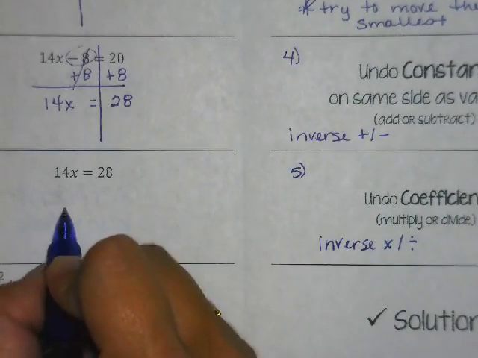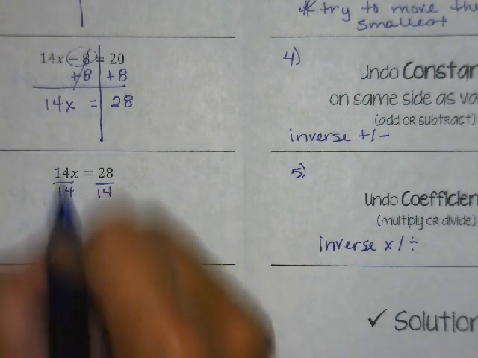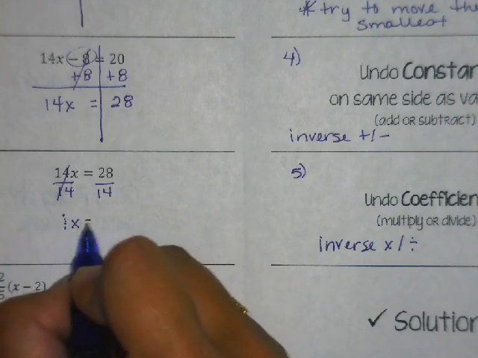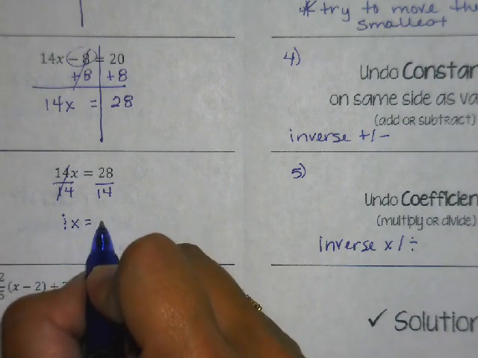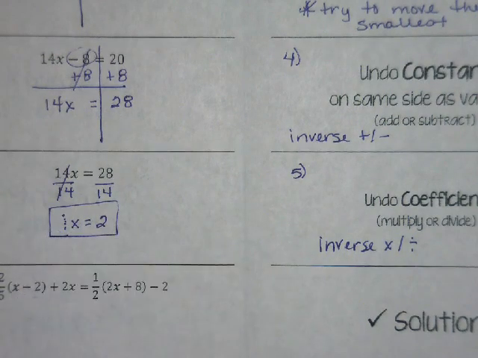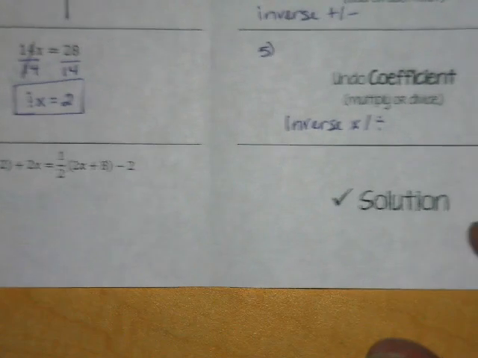So over here, we're multiplying by 14. So we're going to divide by 14. This becomes a 1. Remember, you can write the 1 in front of your variable, but you don't have to. 28 divided by 14 is 2. Okay, but we're not done. We think we're done, but we're not. We always, always, always want to check our solution.